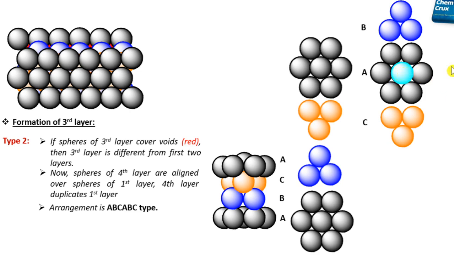So let us find out how many spheres are in contact with this sphere. So we can see that 12 spheres are in contact with this sphere, right? So this type of arrangement, which is known as cubic close packing, has a coordination number of 12, right?